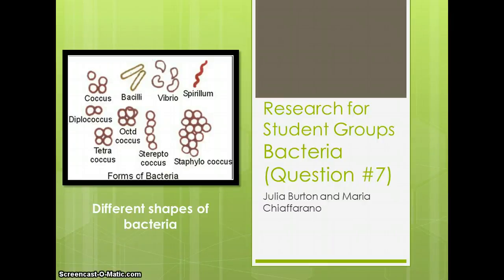Research for student groups on bacteria. Question number 7. What is Bacillus thuringiensis? How is it related to other species of bacteria? Talk about the microbiology of this bacterium.